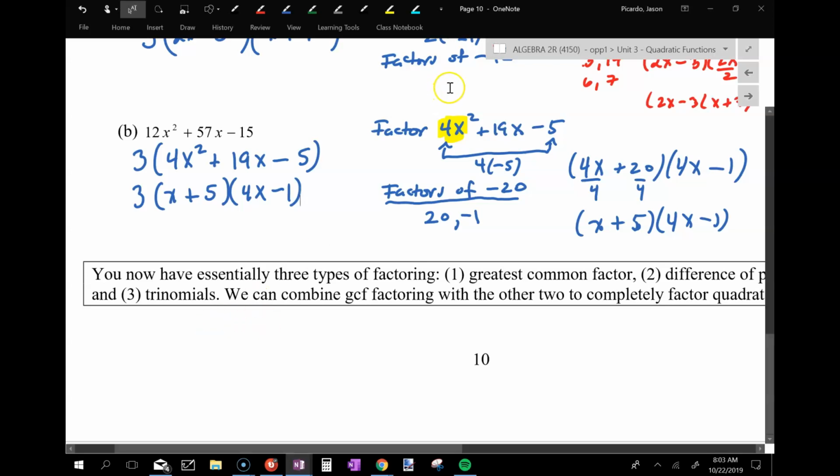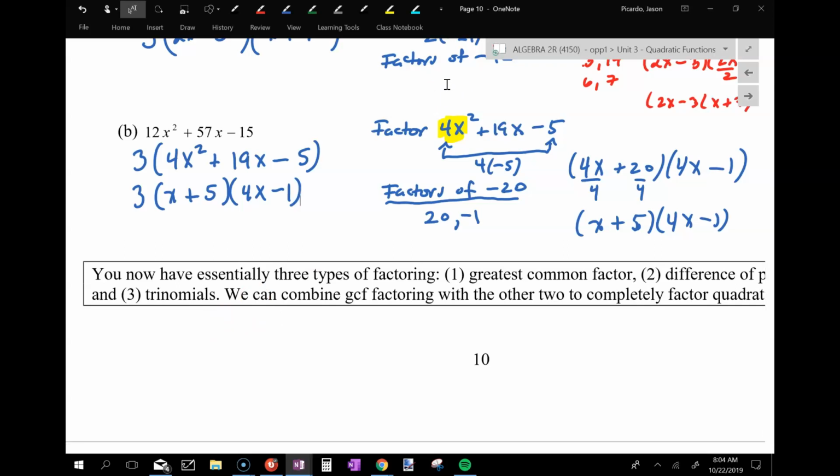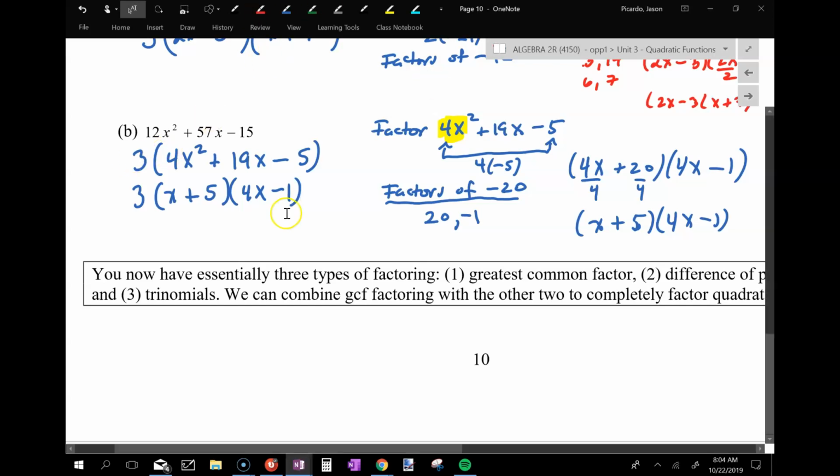So on your assignment that you're going to start working on now, I'm giving you guys some time, which is cool. You have some factoring completely problems, right? Make sure that you're always doing what? Taking out a GCF first if you can. Okay?